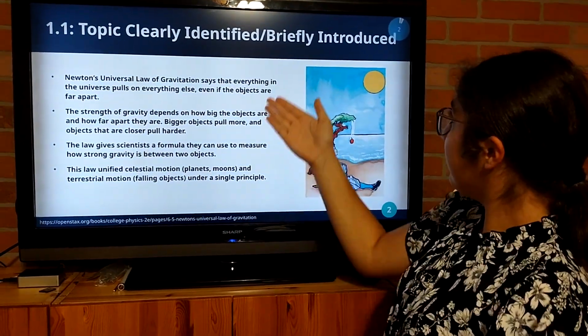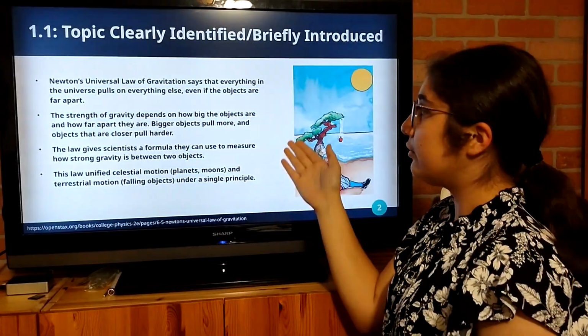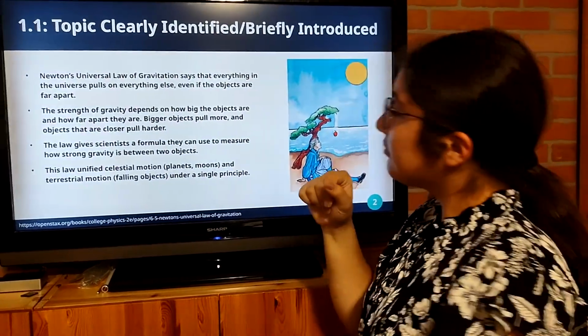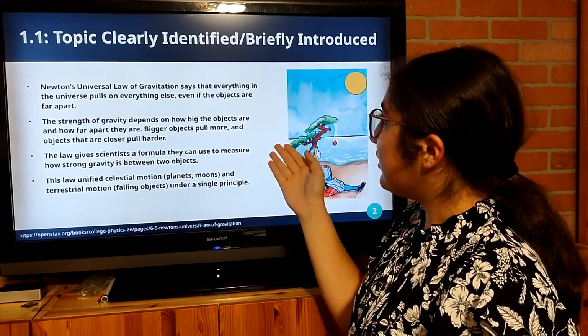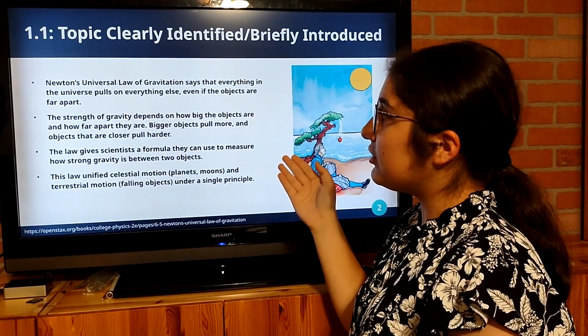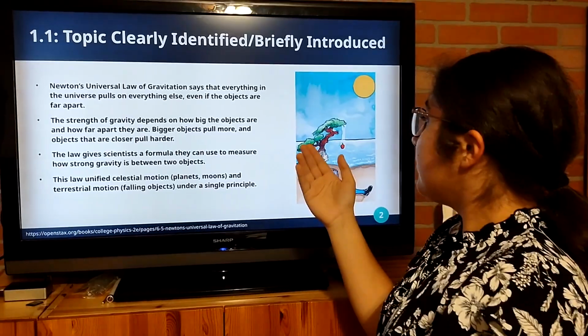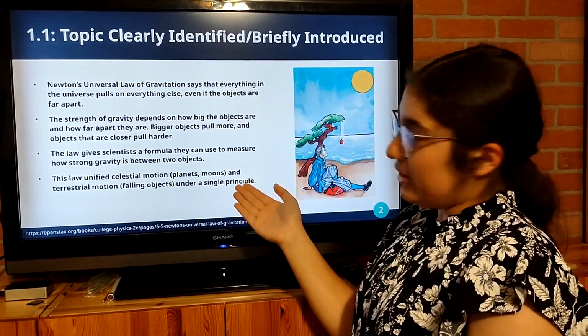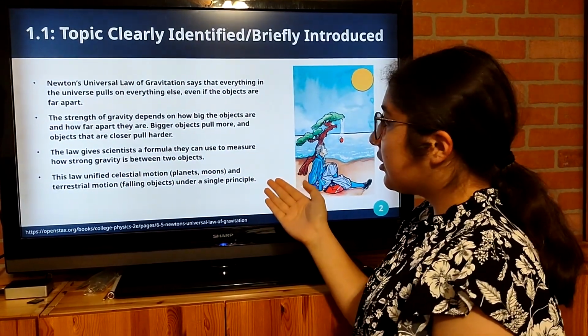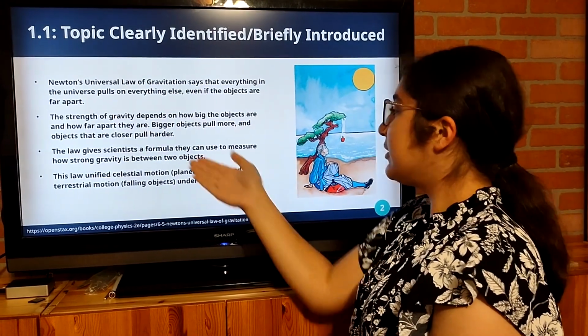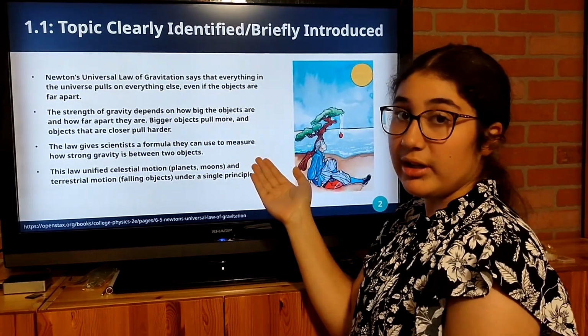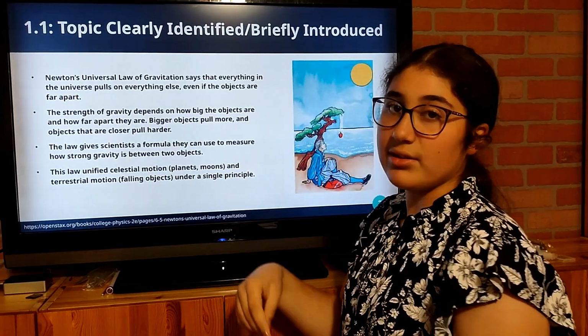So, to identify the topic and briefly introduce it, Newton's universal law of gravitation says that everything in the universe pulls on everything else, even if the objects are far apart. So the strength of this force, gravity, depends on how big the objects are and how far apart they are. So objects with more mass will pull more, and objects that are closer together will also pull more.